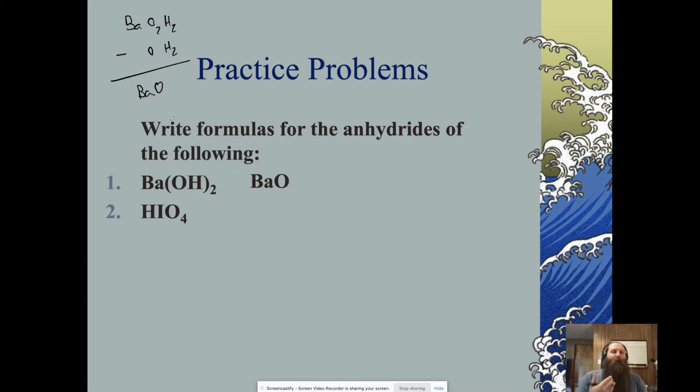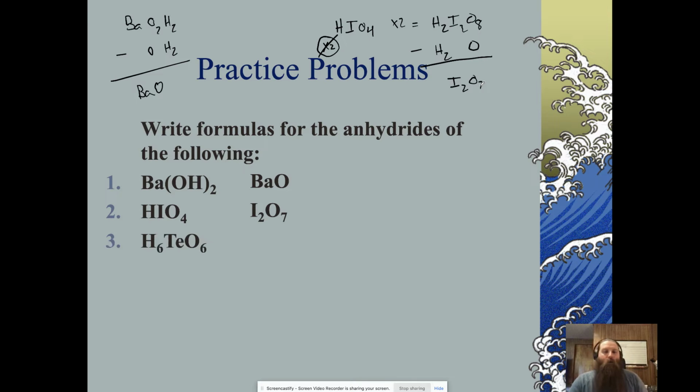All right, HIO4. Well, I can't actually take two hydrogens from this. So I need to double everything. I don't have two hydrogens, right? I'm missing it. So I'm going to multiply everything by 2. I'm going to get H2I2O8. And now I'm going to take away H2O. And I'm going to be left with I2O7. And there's my anhydride.